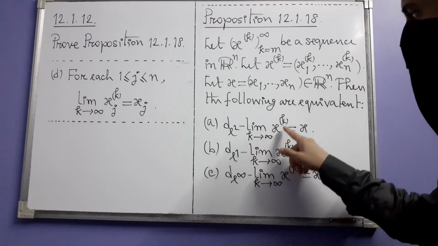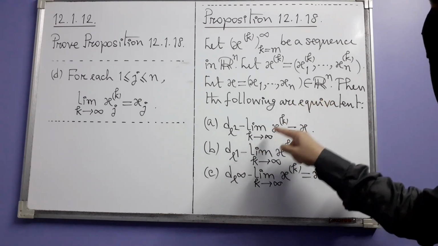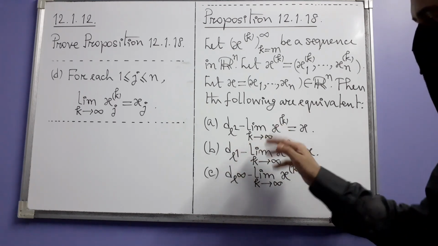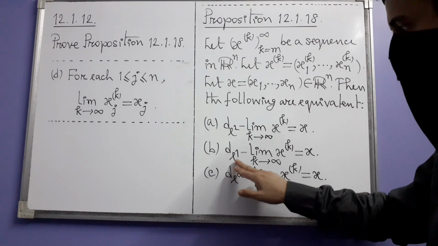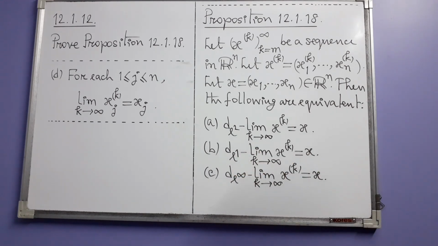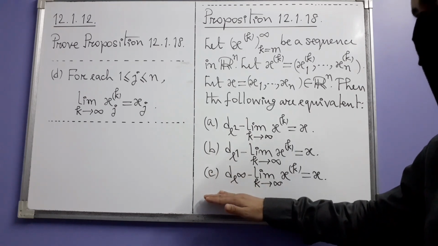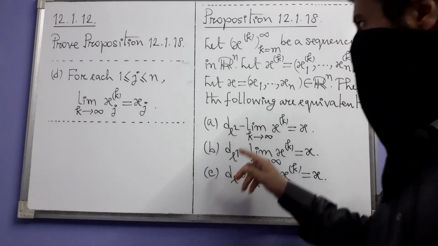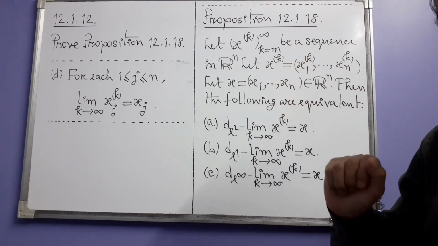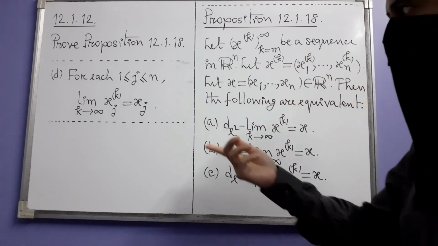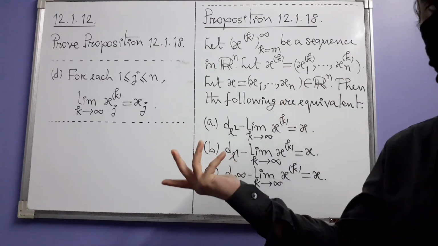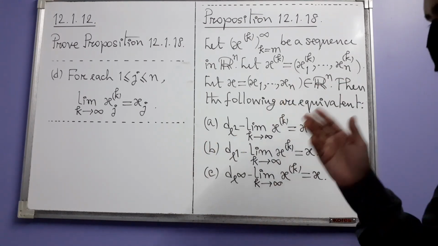The first one is that this sequence converges to x with respect to the metric dl2, and then convergence of that same sequence with respect to the metric dl1 and then dl infinity. And these convergences are true if and only if each component of this xk converges to the corresponding component of x. And you know what that means already. So let's now prove this.